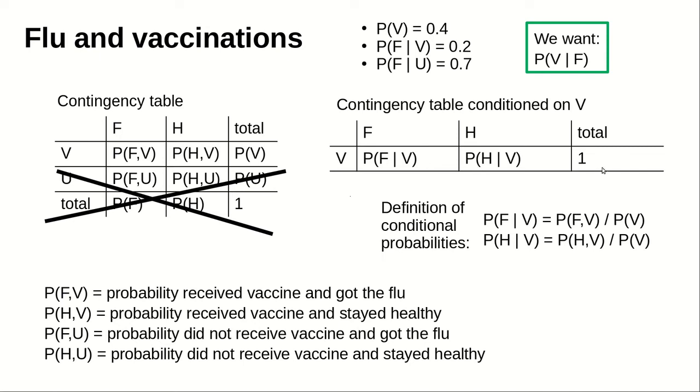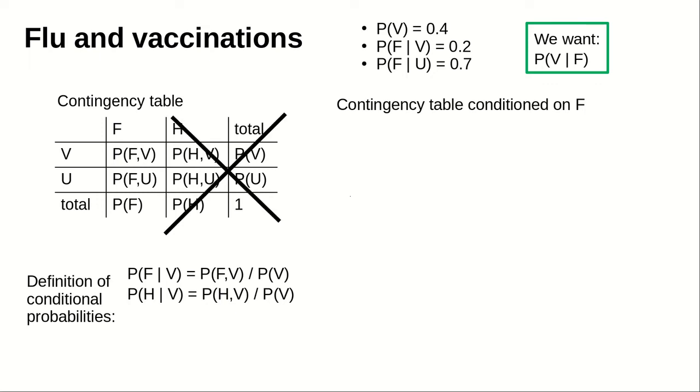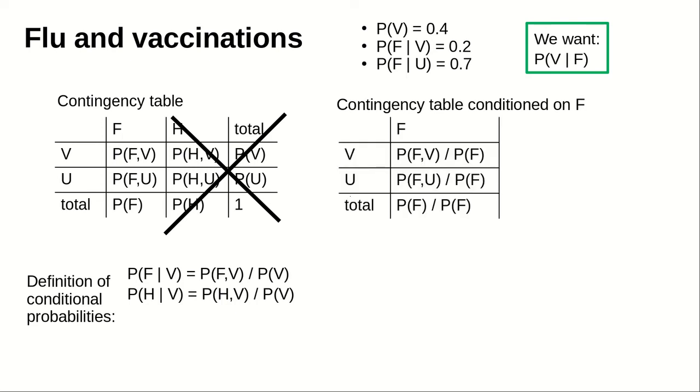Our desired probability, though, is conditioned on F, the event of having the flu. We can create a contingency table conditioned on F by restricting to the first column. If we know we have the flu, then we want the total of the first column to be 1. We divide by P(F) to form the probabilities conditioned on F. In particular, the probability that a person was vaccinated, conditioned on the fact that they got the flu, or P(V|F), is P(F,V) divided by P(F), or the probability of getting vaccinated and getting the flu, divided by the probability of getting the flu. We rewrite the conditional contingency table with that notation.